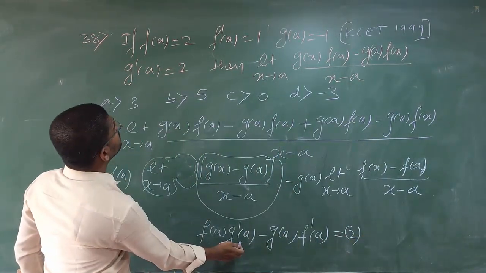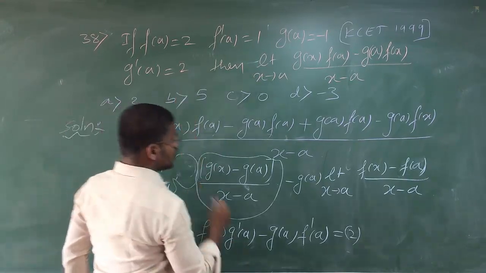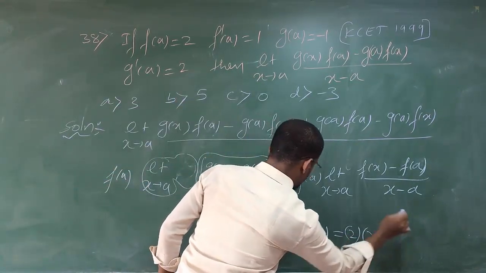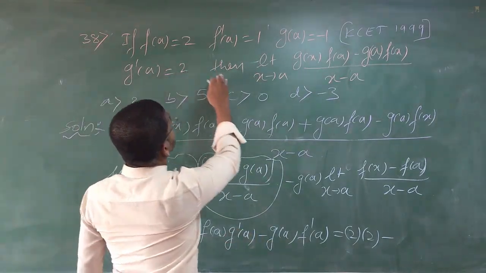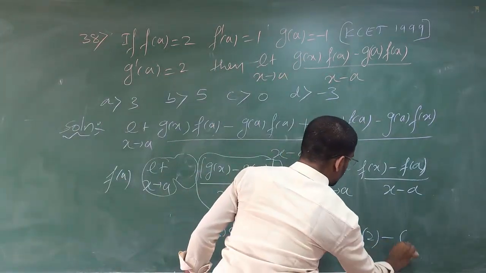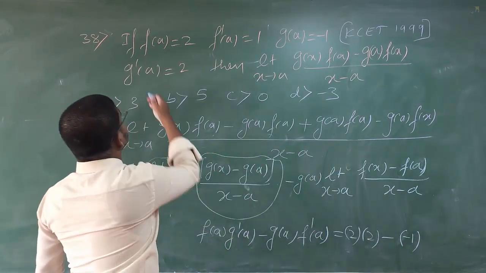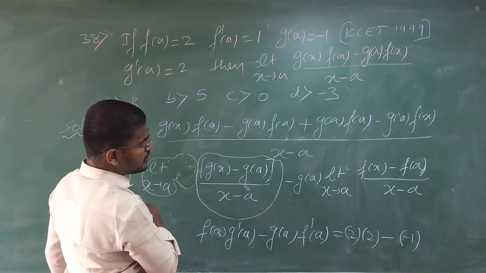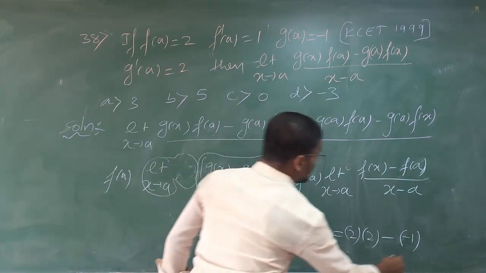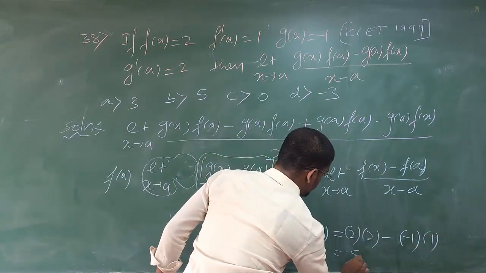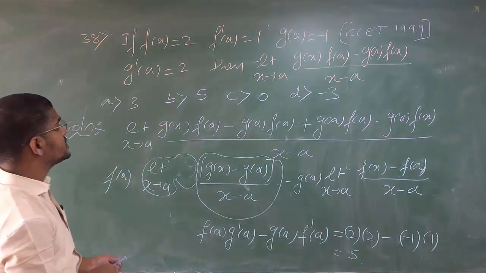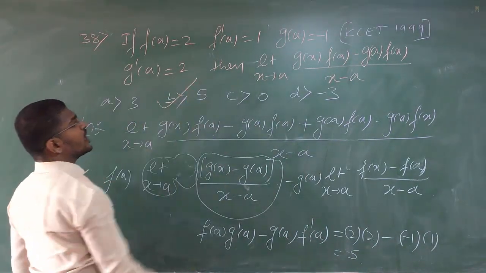What is g dash of a? 2 minus g of a minus 1. Next, f dash of a, that is 1. So this will be 4 plus 1, 5. So you are going to get the answer as 5.